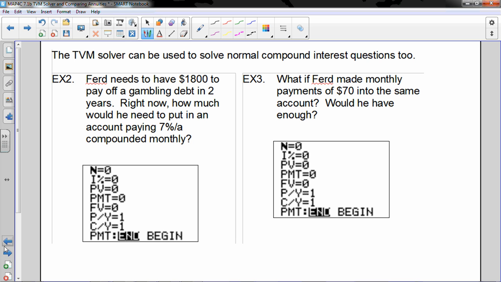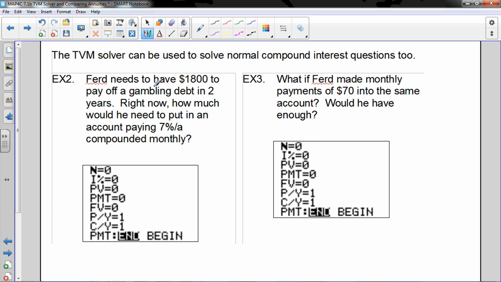It says the TVM solver can be used to solve normal compound interest questions too. So this is the idea of when it's not a regular payment. Ferd has gotten into some trouble by gambling. He needs to have $1,800 to pay off a gambling debt in 2 years. Right now, how much would he need to put into an account paying 7% compounded monthly?